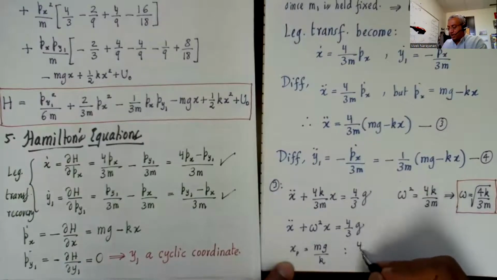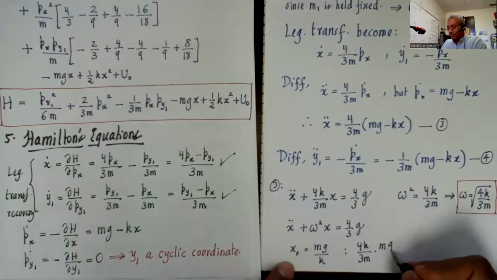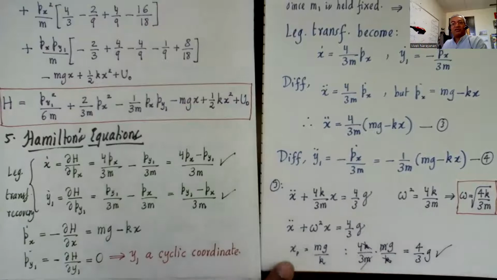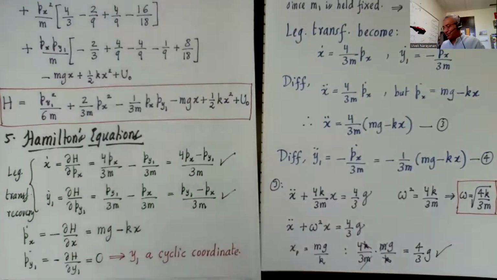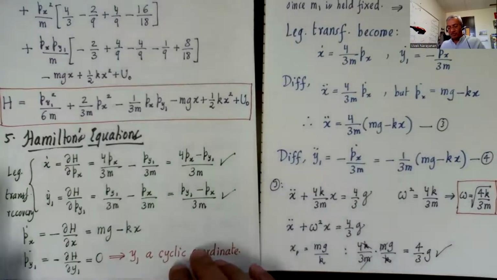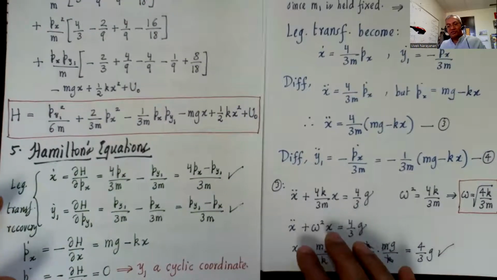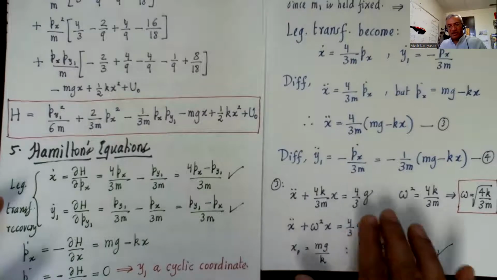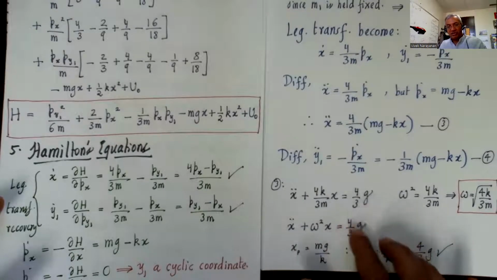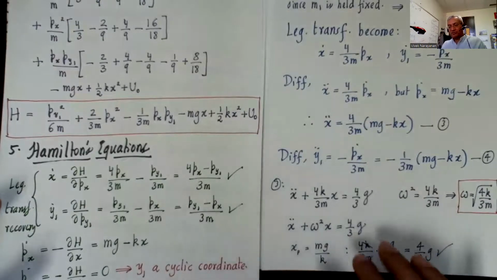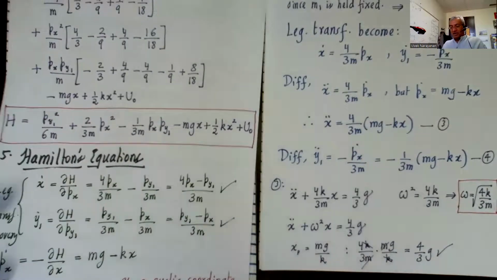Omega squared is 4k over 3m times x particular, which is mg upon k. And what is that? The m's cancel out, the k's cancel out, and that's indeed 4/3 g. So that's the particular solution which I simply guessed. In all these problems, you just guess the particular solution. And then the full solution is the solution of the general homogeneous equation with a 0 on that side, which is just sines and cosines, and the particular solution, which is this one.